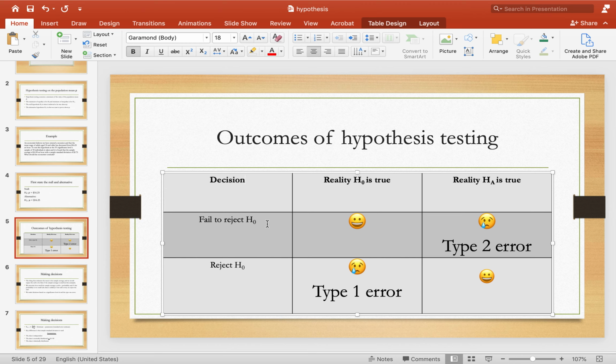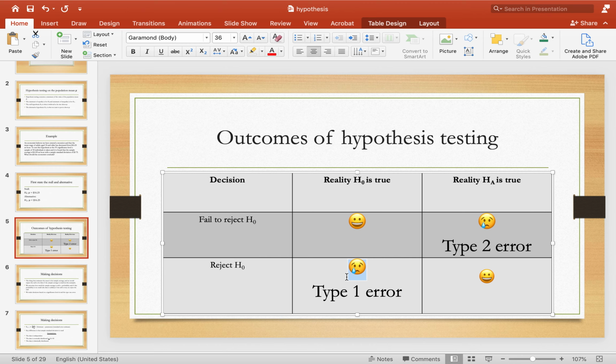Our other decision is to reject the null hypothesis. But there's always a reality of the situation. This column here indicates the reality that H0 is true. Well, if you fail to reject the null hypothesis and H0 is true, well, that's great. You made the right decision. However, if H0 is true and you decide to reject the null hypothesis, that's what we call a type 1 error. And that's a very sad thing, right?